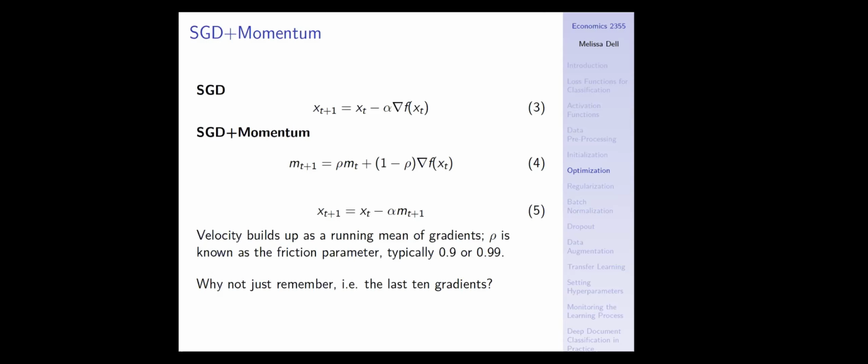This is effectively a running sum of your gradients with exponential decay. The gradients from a long time ago, if you have 0.9, by 10 steps forward have essentially disappeared, and the weight you put on them decays exponentially. Why don't we just remember the past 10 gradients and use those? The answer is memory. It's much less costly to keep this running sum in memory than it would be to keep separate gradients and add them up.